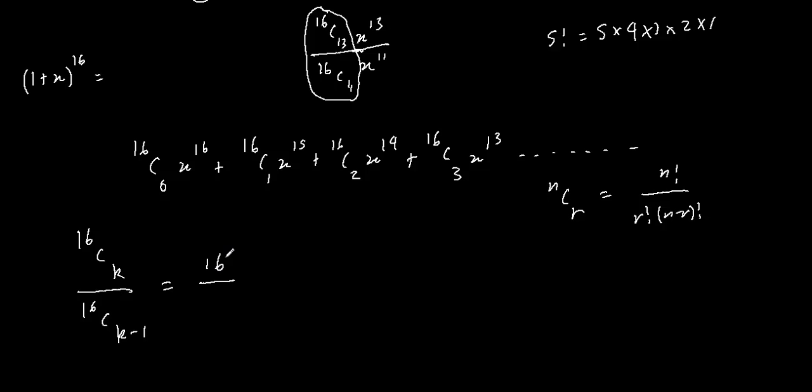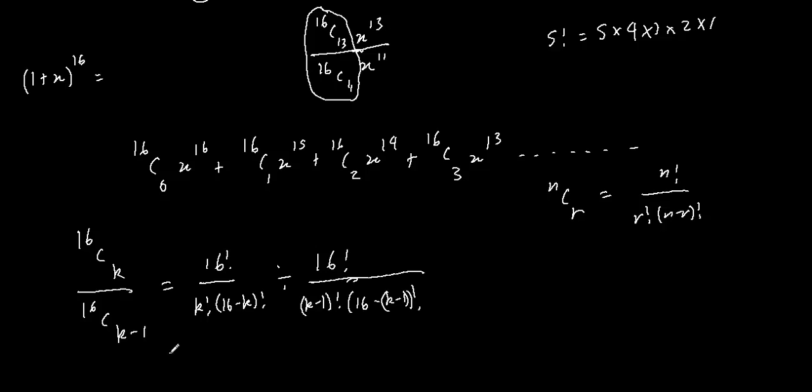16 factorial all over k factorial, 16 minus k factorial, divided by 16 factorial all over, now this is k minus 1 factorial, and then there's 16 minus k minus 1, minus k minus 1, factorial.